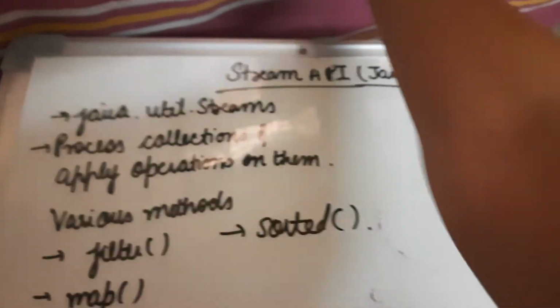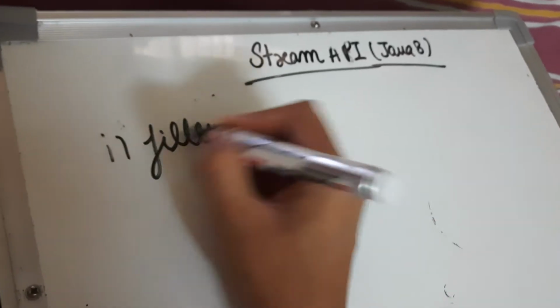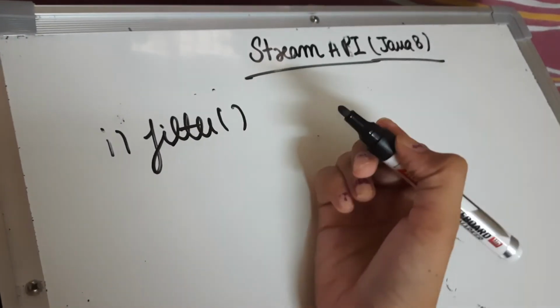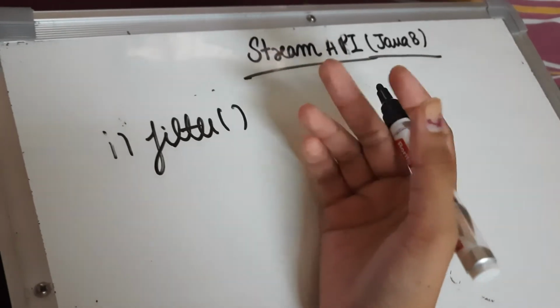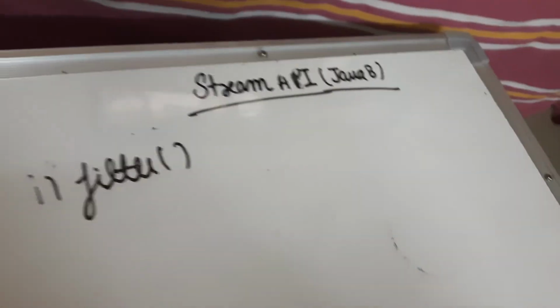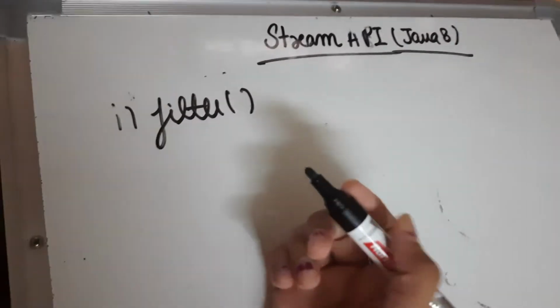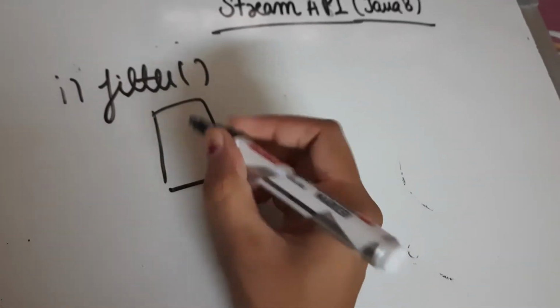First of all, we will understand the filter method. What is the filter method? I will tell you one or two basic examples so you will be familiar with this. As the name suggests, filter will filter your collection based on a particular condition and store that in a different list. For example, if you have a collection of numbers and you have to filter out the even numbers from it, you can do that using this function.